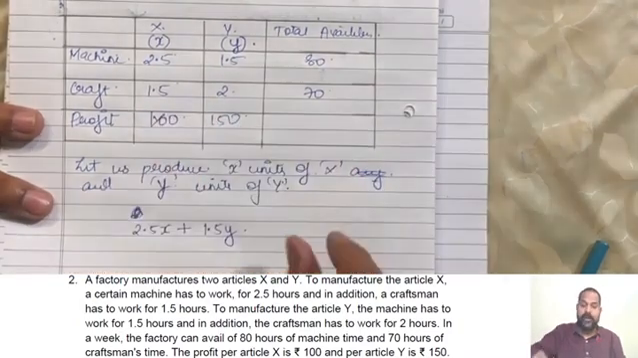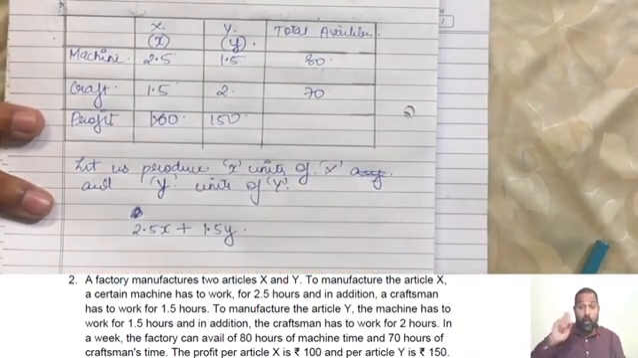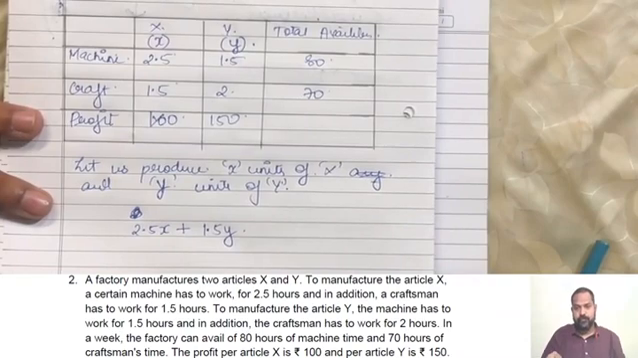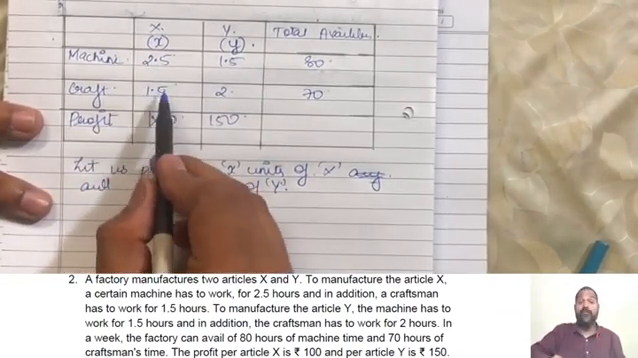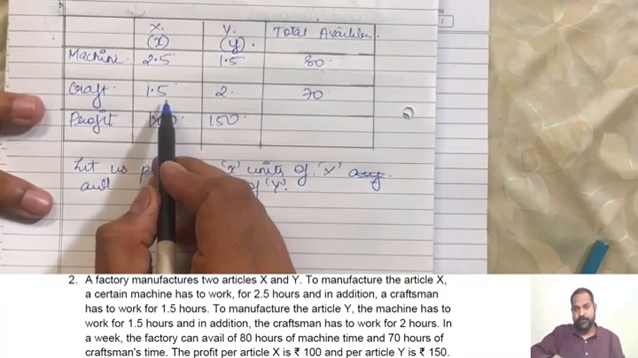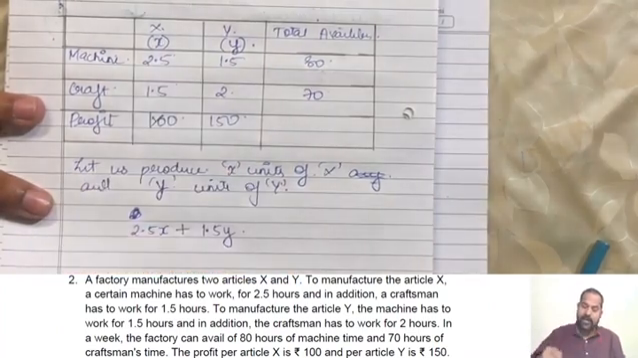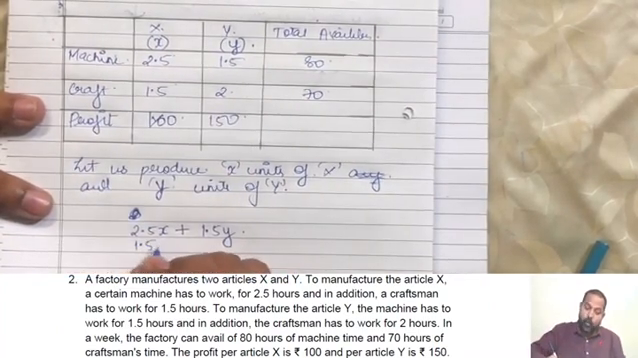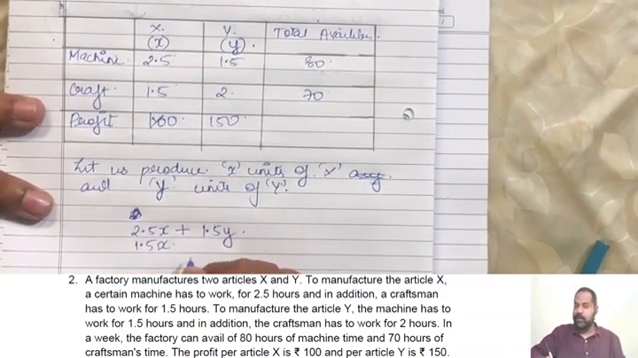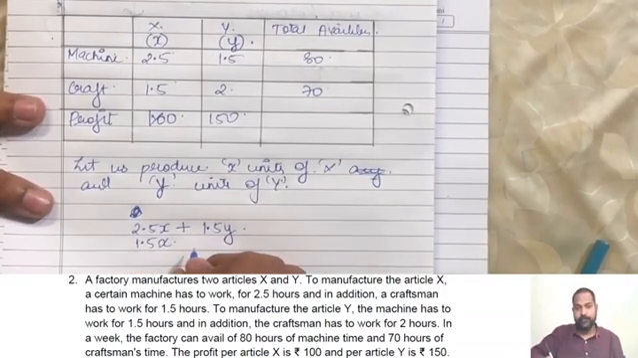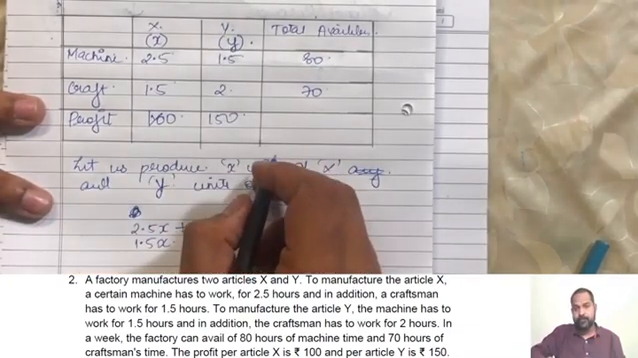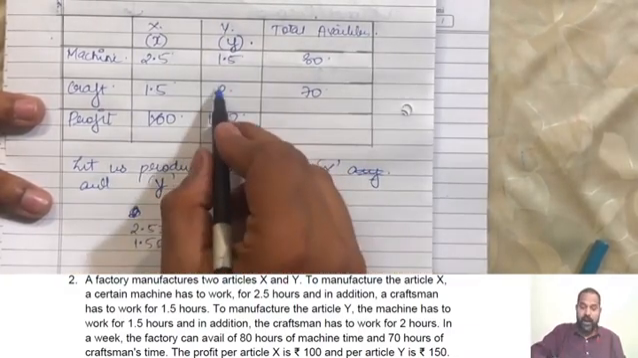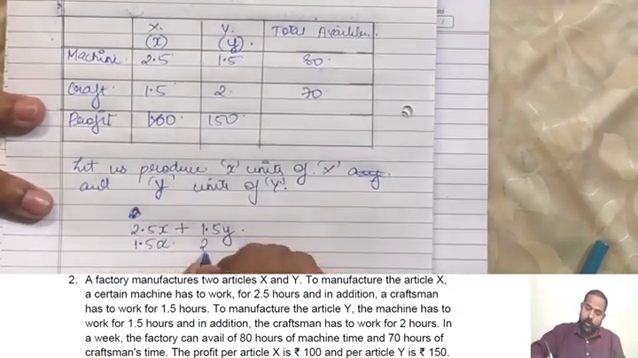What about craftsman time? Well, one article of X requires 1.5 hours for the craftsman. I am making X articles, so I will require 1.5X hours for the craftsman. How long will the craftsman take for Y? Well, one article takes 2 hours, so Y articles will take 2Y hours.